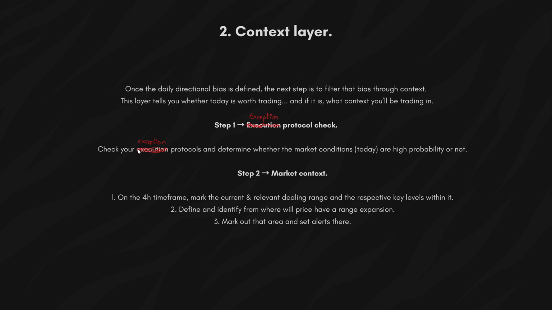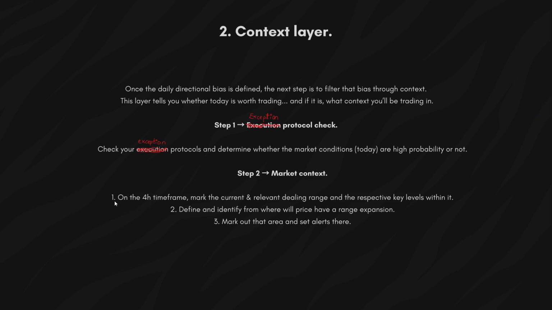So that was basically your first step, which is checking the exception protocols and determining whether the market conditions for today are right, or whether they are high probability or not. Once you've gotten the green light and confirmed that the market conditions are favorable, then you move on to step 2, where you establish a proper market context.